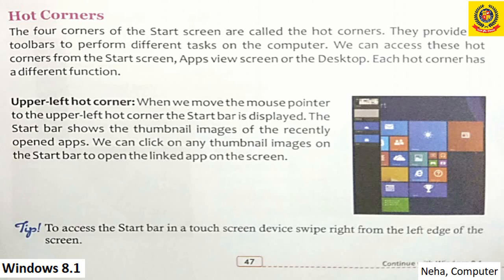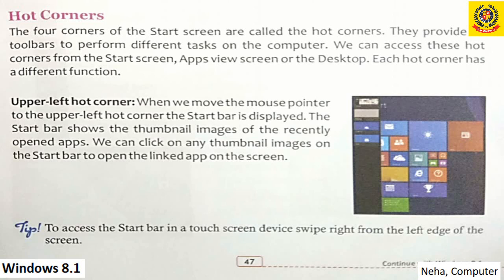Now, in the start screen, we can see there are 4 hot corners on all the 4 sides of the square of the start screen. So it has many different functions, where we have to take our mouse to that particular corner and we can do that function. So let's understand one by one the different functions of the different hot corners.